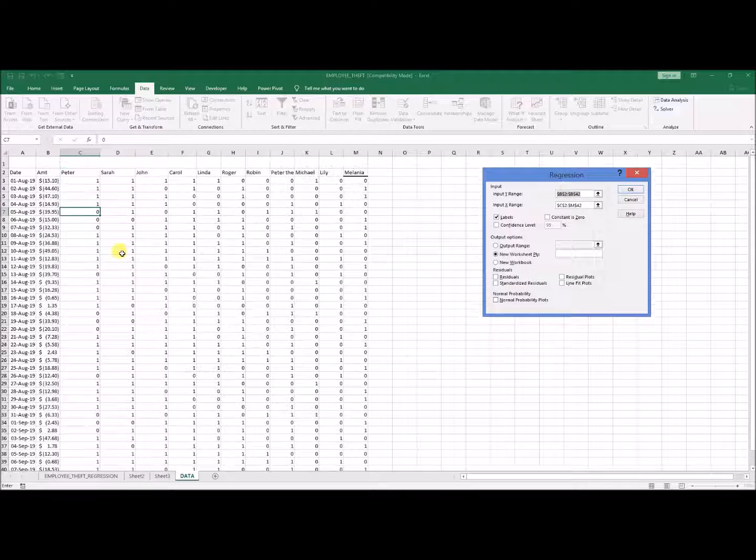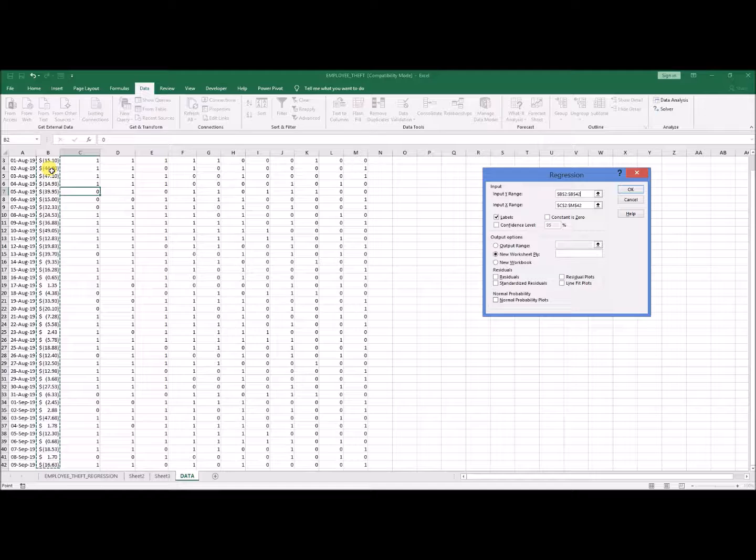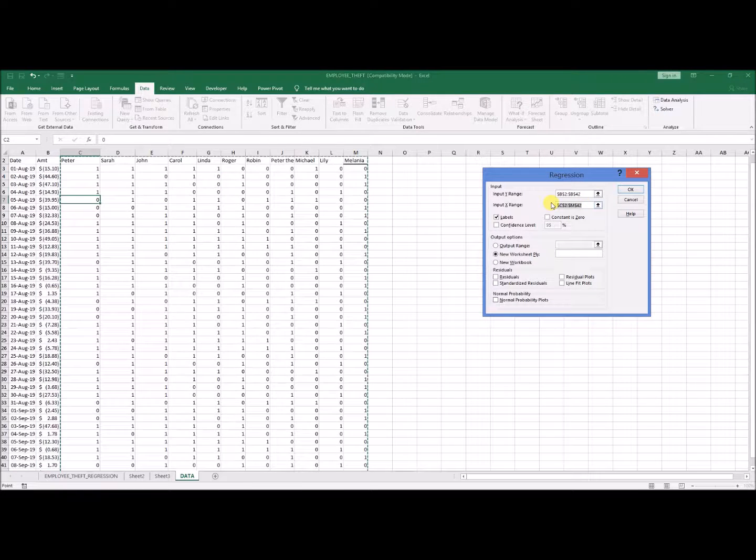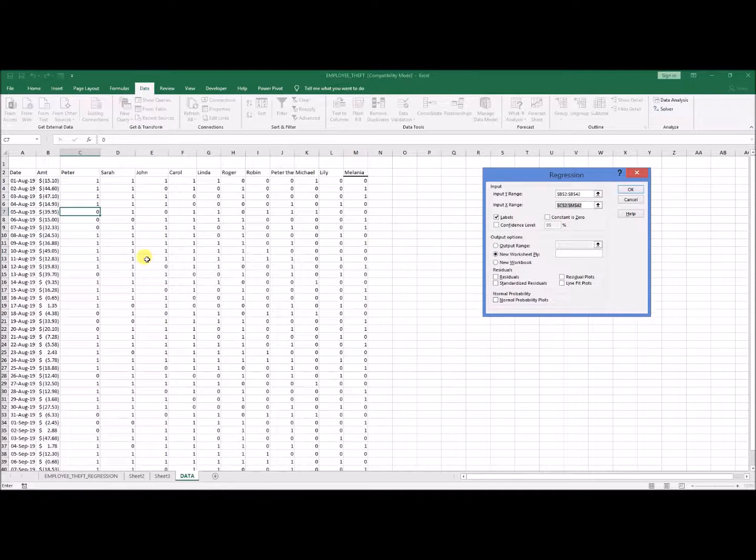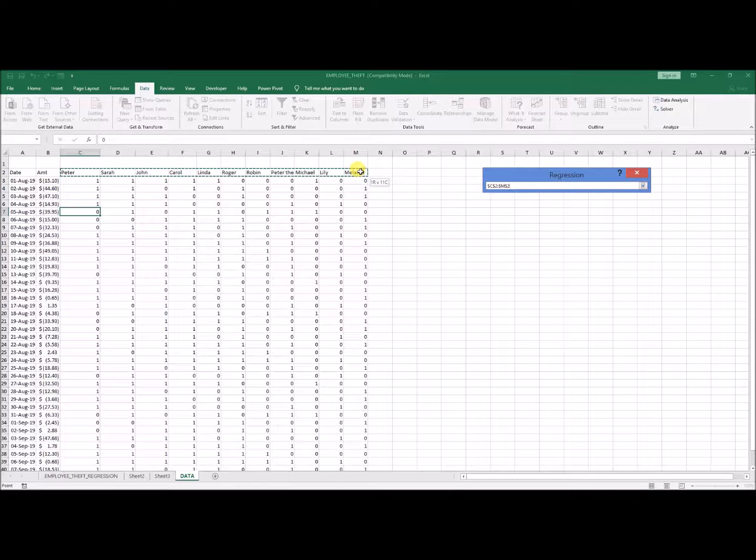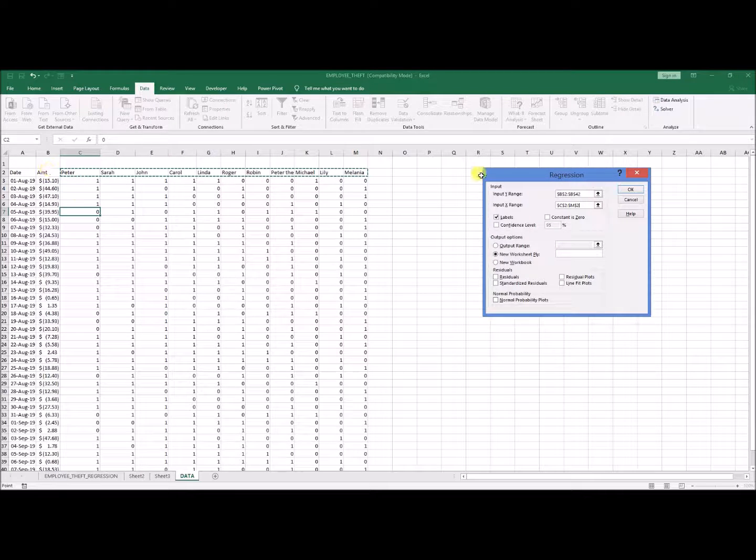So your y input is your dependent variable, and here we've got our employees as the independent variables.